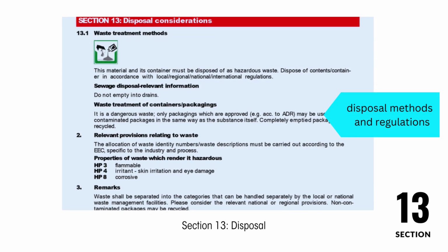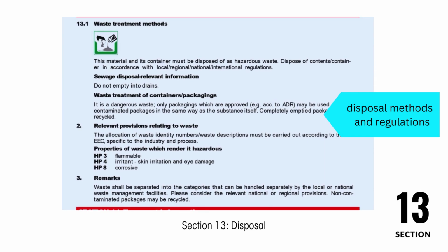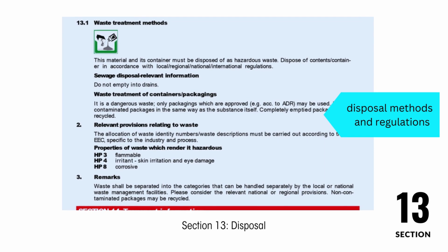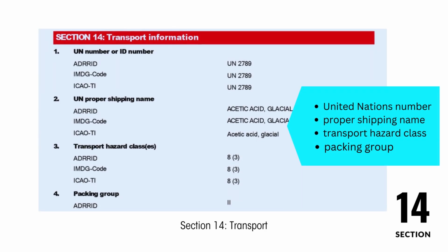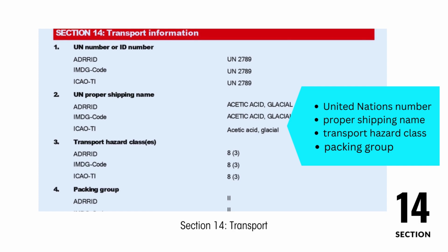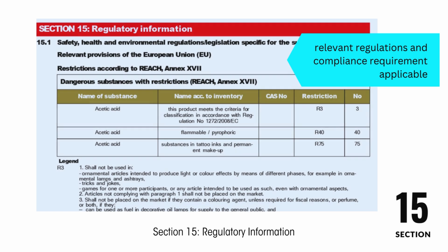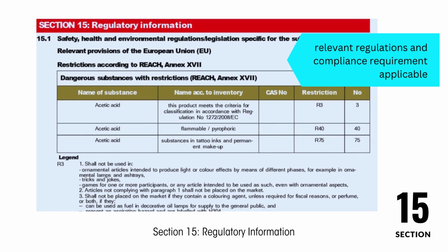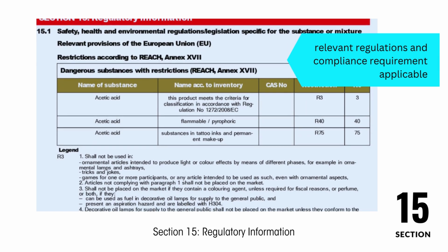Section 13 outlines the recommended disposal methods for the chemical and any relevant regulatory considerations. Section 14 contains information on the transportation classification of the chemical, including UN numbers and packing groups. Section 15 lists the regulatory information for the chemical, such as relevant safety, health, and environmental regulations.